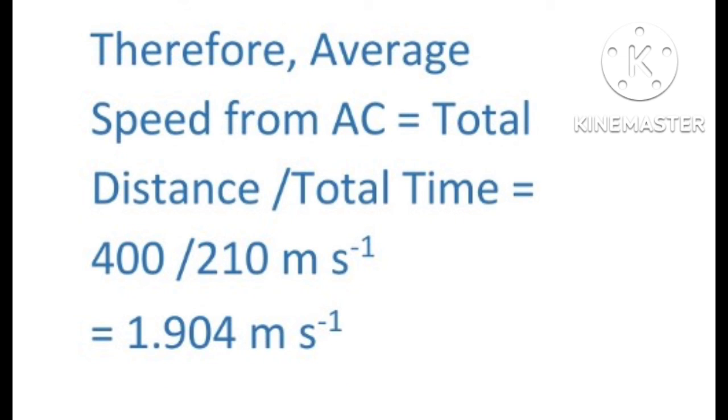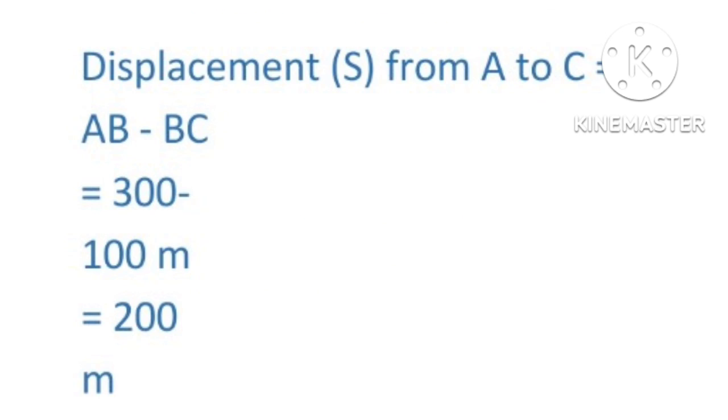Therefore, average speed from A to C is equal to total distance divided by total time, that is equal to 400 by 210 meter per second. That is, we are substituting the values of total distance and total time. Then we will get the value as 1.904 meter per second. Now we have to calculate the average velocity. For that we have to calculate the total displacement by total time.